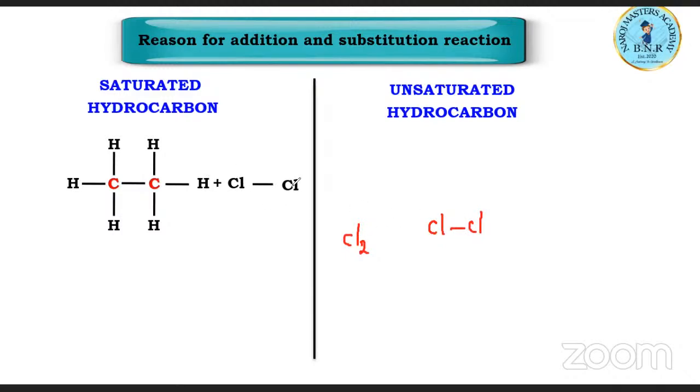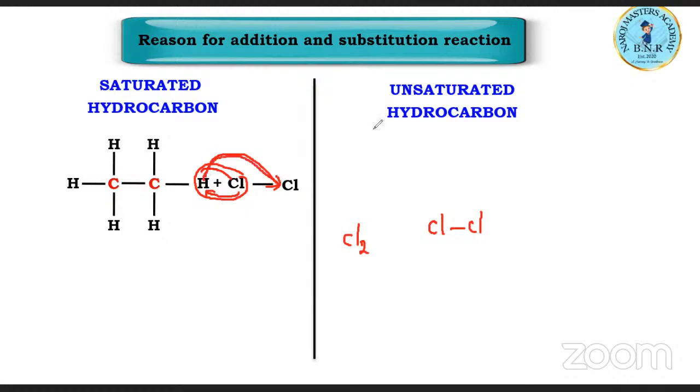Now, out of these two chlorines, one chlorine will replace this hydrogen. Then where does this hydrogen go? It will react with the other chlorine. So are we adding or substituting here? We are substituting. In place of hydrogen, we are substituting chlorine, and this hydrogen is reacting with the other chlorine.